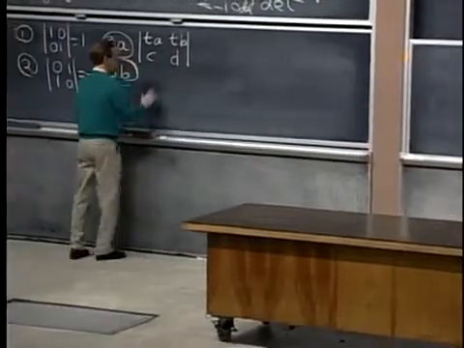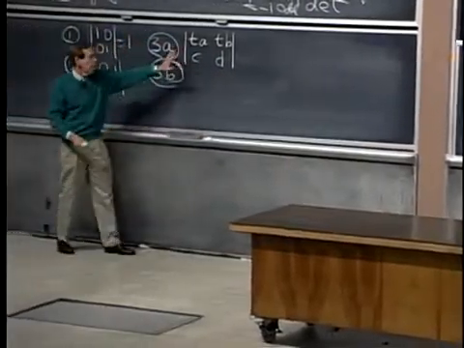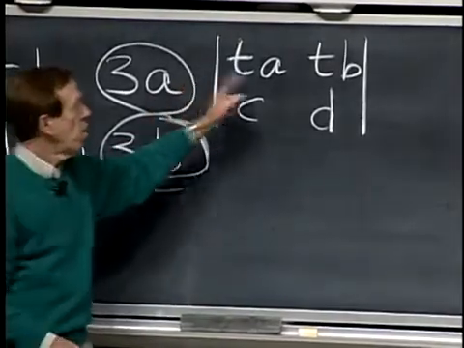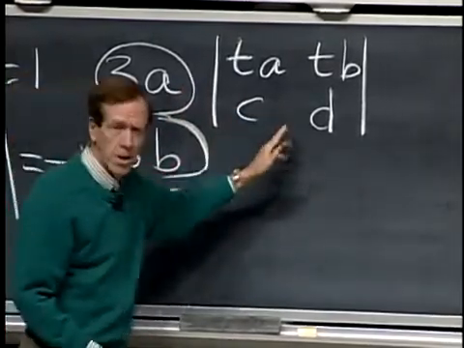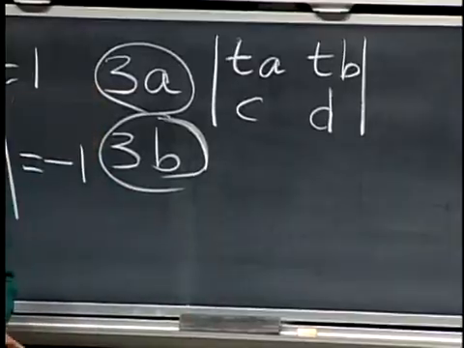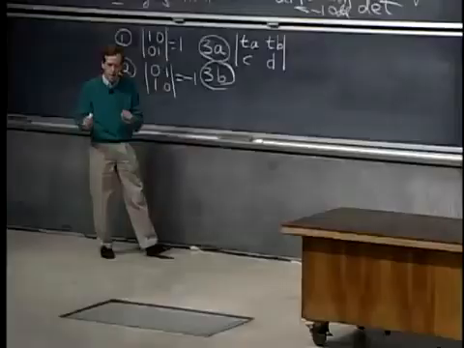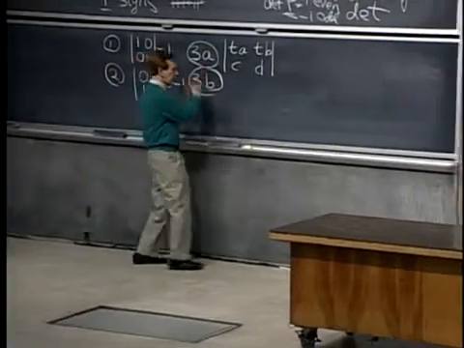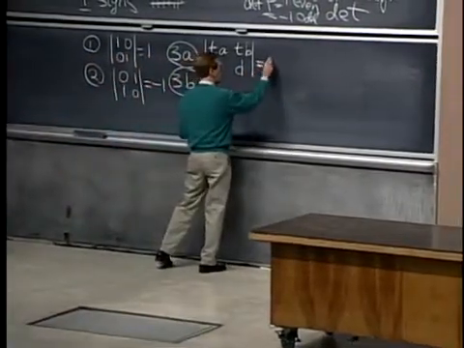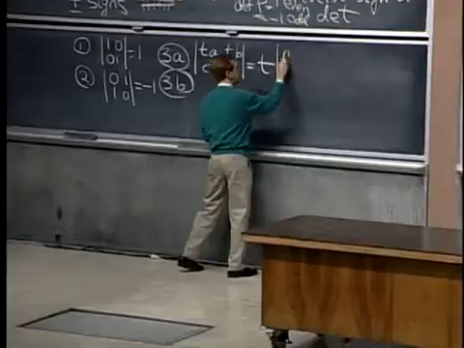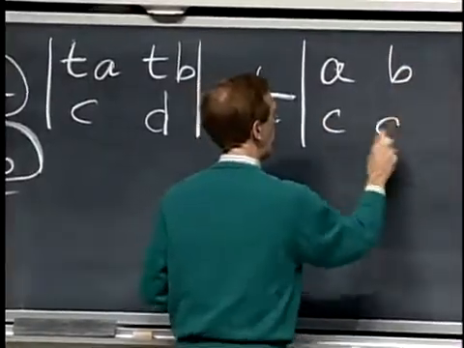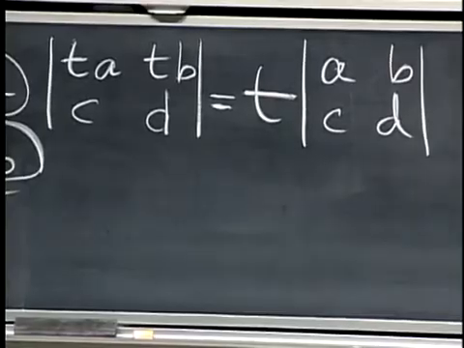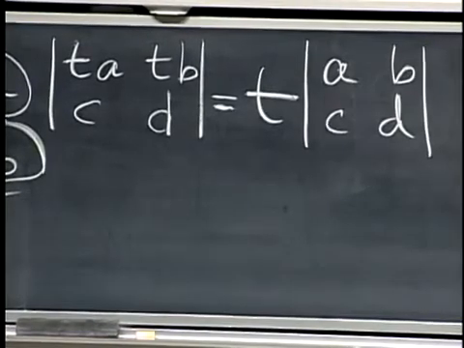Okay, now this is for any matrix. For any matrix, if I multiply one row by t and leave the other n minus 1 rows alone, what happens to the determinant? Well, the factor t comes out. It's t times this determinant. That's not hard. I shouldn't have made a big deal out of property 3a.